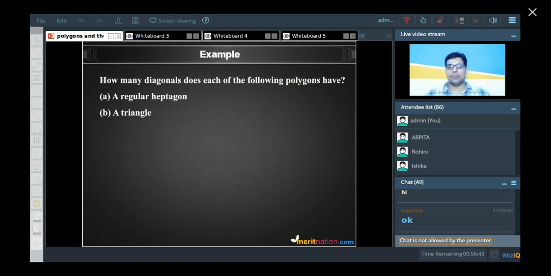Now here we have one more example. How many diagonals does each of the following polygons have? A regular heptagon. Now, a regular heptagon consists of how many sides?